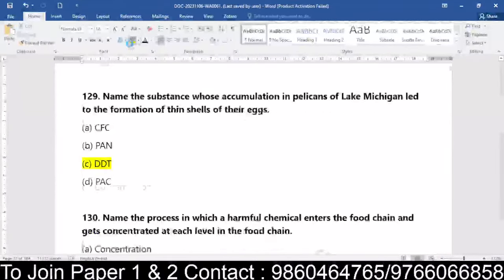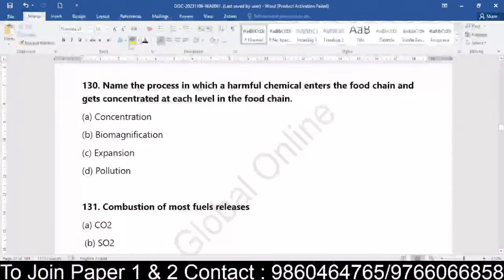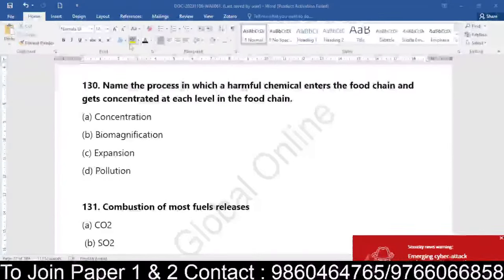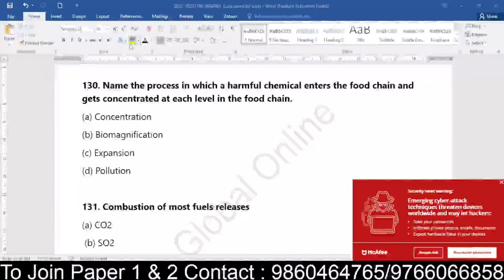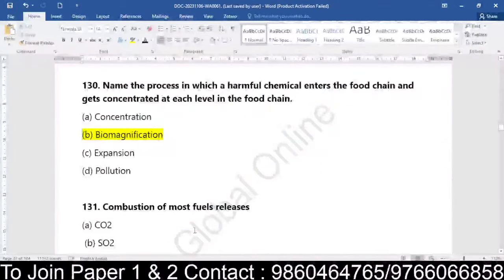Okay, fine. Coming to question number 130: the process in which a harmful chemical enters the food chain and gets concentrated at each level in the food chain. Whether it is concentration, biomagnification, expansion or pollution, what is that called? A harmful substance which enters the food chain, what is that process known as? Yes, the answer is biomagnification, right?